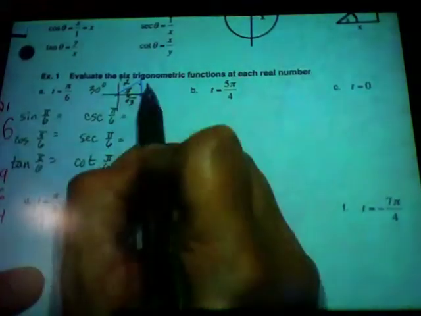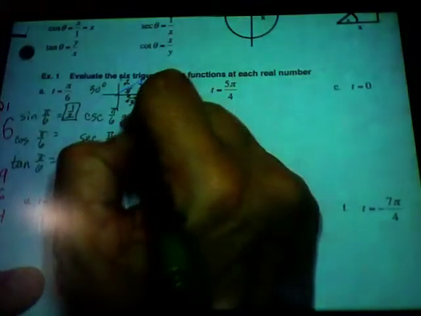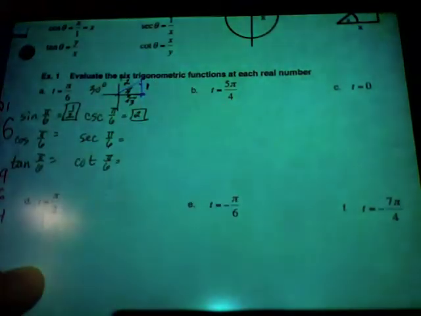So sine is opposite over hypotenuse. Isn't that 1 over 2? Wouldn't the cosecant be the inverse of that? 2 over 1, which is just 2. So once I find one, I found the other. My cosine is adjacent, which is radical 3 over 2. What's your secant?